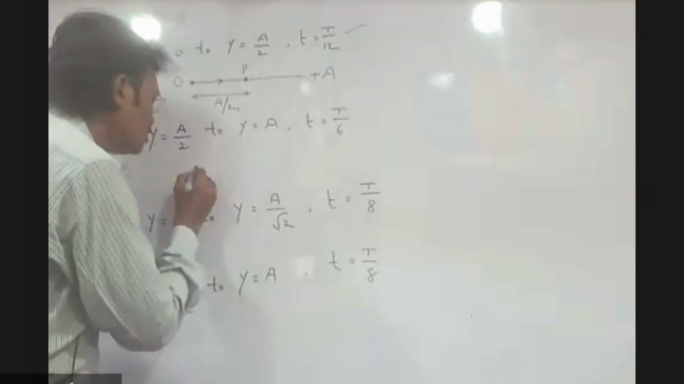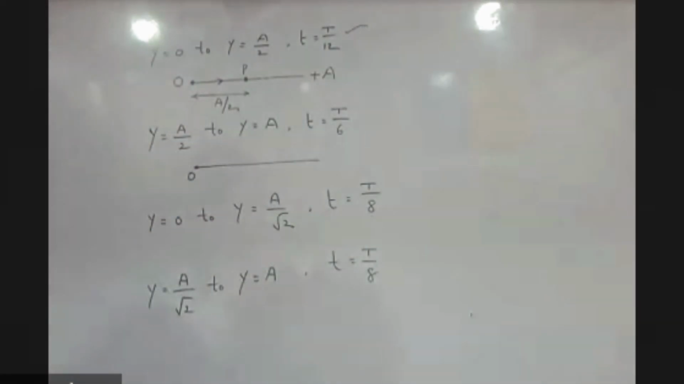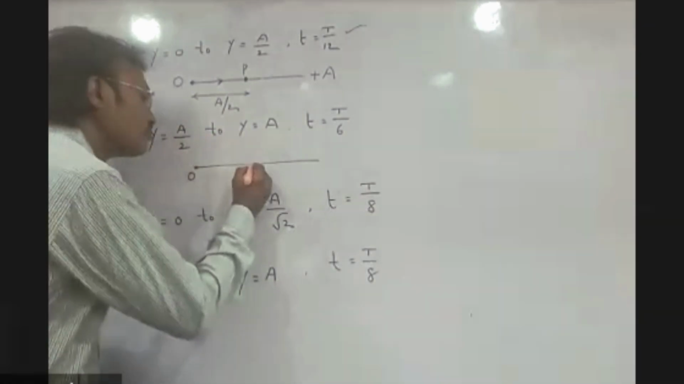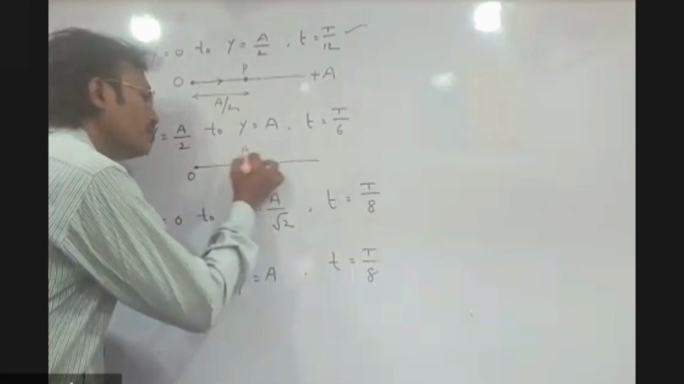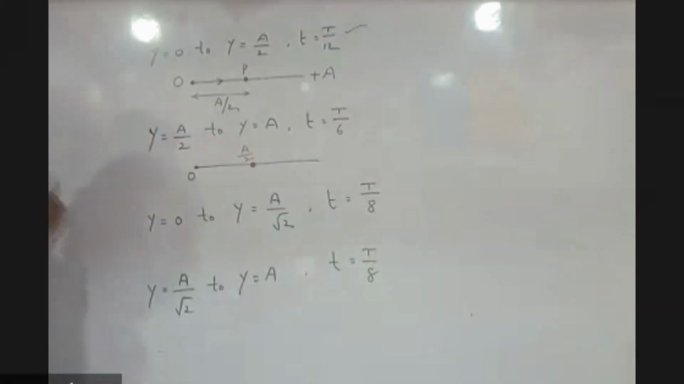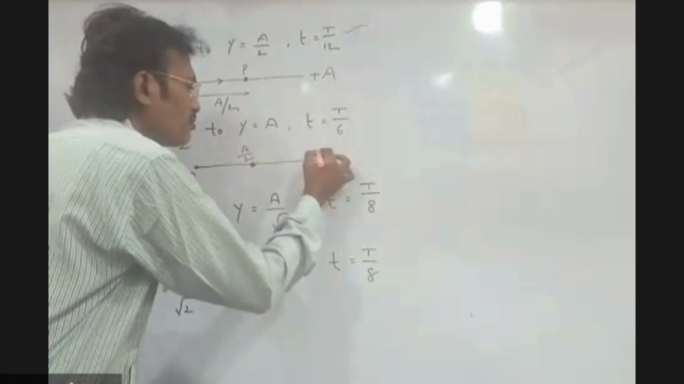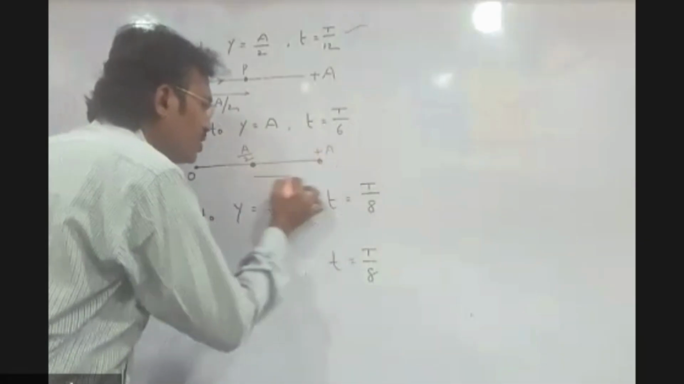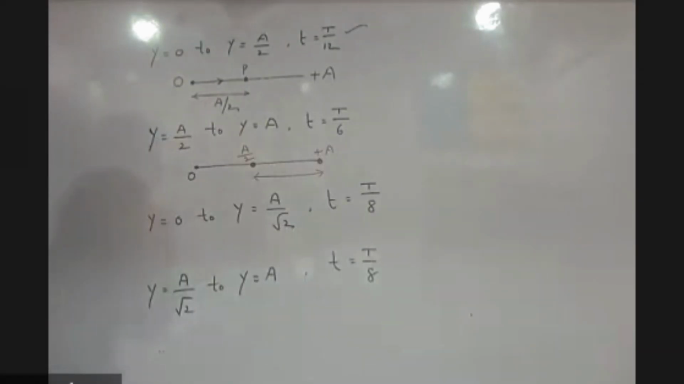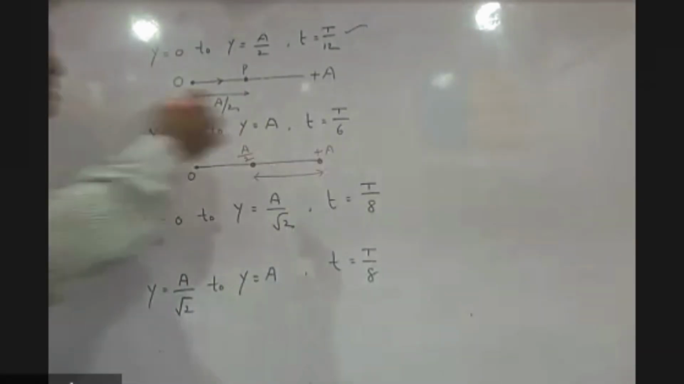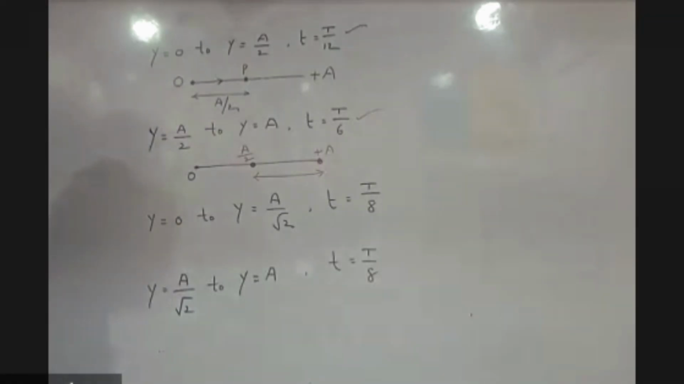Now, this is the mean position. The particle is at a by 2, and this end is a. From here to here, if the particle wants to travel from a by 2 to a, how much time is taken by the particle? What's the time? T by 6.